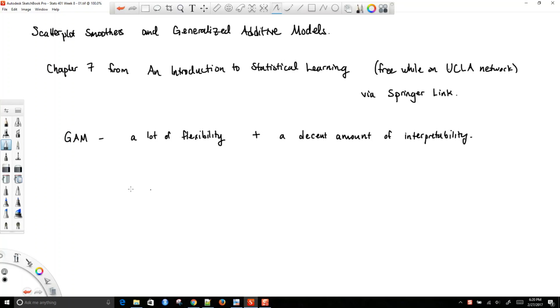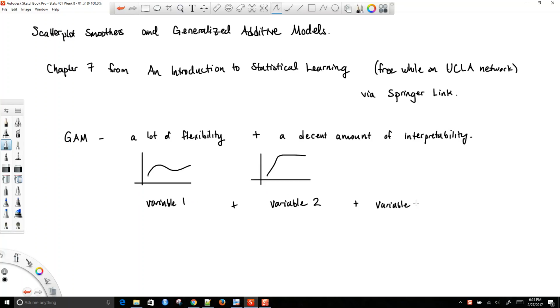Okay, and so the generalized additive model is similar to regression, except you can say variable 1 plus variable 2. Variable 1 maybe contributes like this, and variable 2 contributes like this, and variable 3 maybe contributes just like that. So you can say each of these things contributes in an additive way to the output, but none of these are restricted to either a directly linear or polynomial form. These all have their own forms.